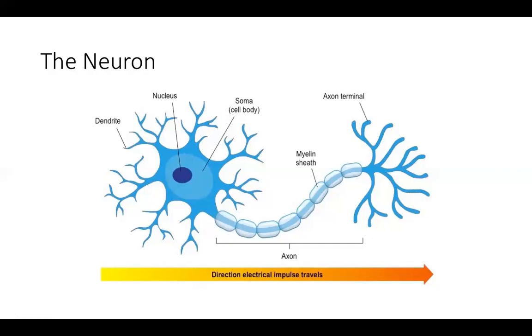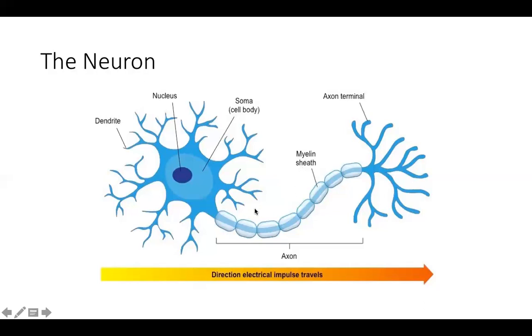So when something triggers a neuron to fire, what happens is electricity occurs and it moves through the dendrites, through the cell body, and then electricity travels down the axon all the way until it reaches the axon terminal. And at this point, that stimulates the release of chemicals into the synapse, the space between neurons, and these chemicals are called neurotransmitters.